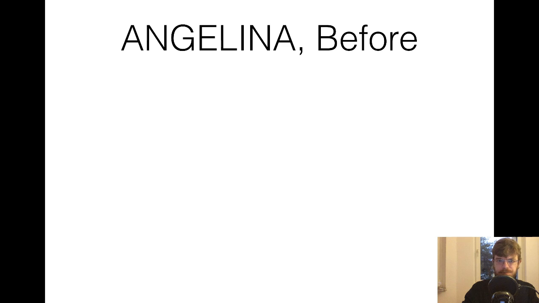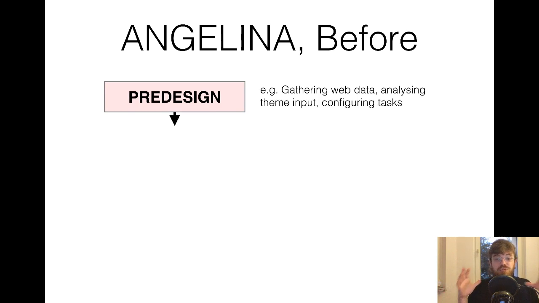That was basically the last version of Angelina. So let me briefly explain to you the structure of Angelina, because all versions had the same kind of internal structure. There was a pre-design phase. This would happen before Angelina would start actually designing the game. It would sort of configure itself. So maybe it had to go onto the Guardian website and grab a news article, or it would think about the theme input. For a game jam, you would get the game jam theme in, and it would have to do some analysis, or it would set up some parameters for itself, that kind of thing.